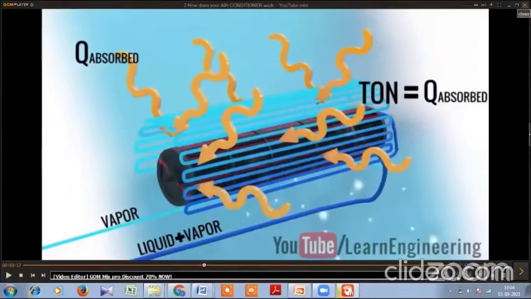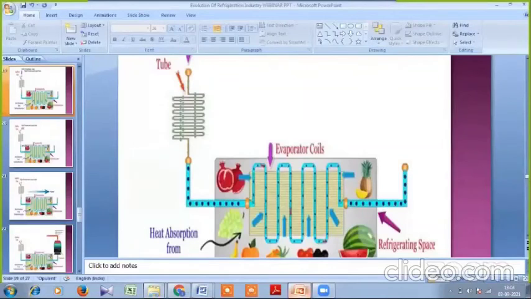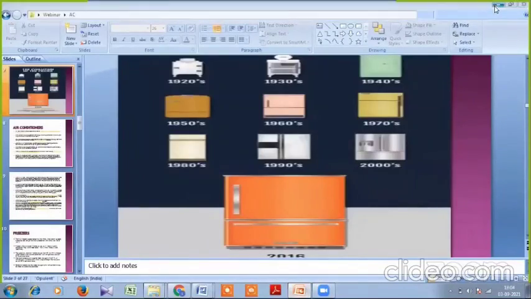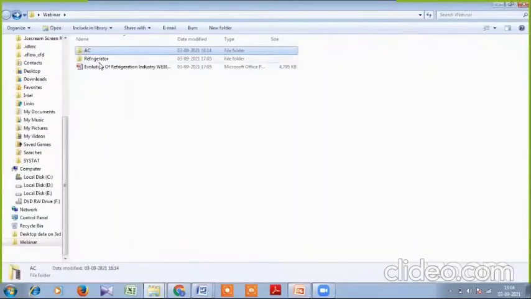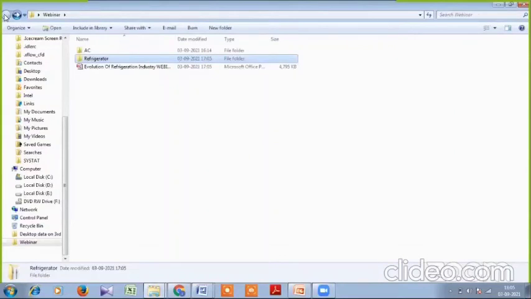Okay, so I try to mention the various applications of the unit here. I have divided the applications of the refrigeration unit into refrigerators, air conditioners, freezers, and various medical devices. I tried to show you these videos, but we are running out of time. So if you have any doubts, you can mention them in the chat box. I'll try.